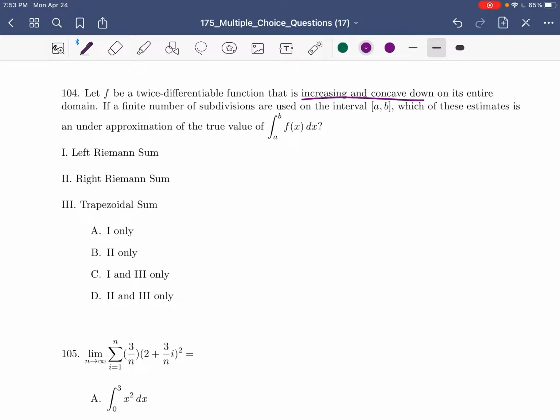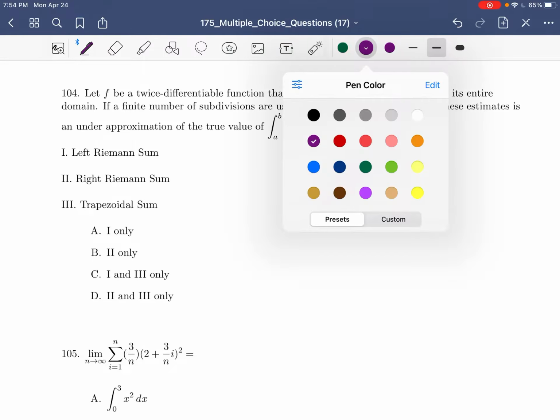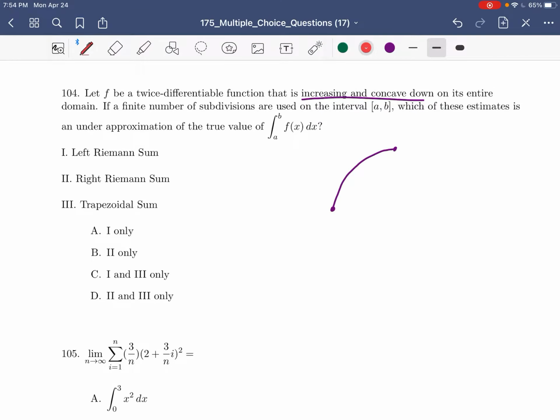All right, next, we have an increasing concave down function. That's going to look something like this. It wants to know which of these is an under approximation of the true value. If I have a left Riemann sum, that's going to look like that. If we look at that, that's obviously an under approximation. So it has to be at least 1. So it can't be B or D.